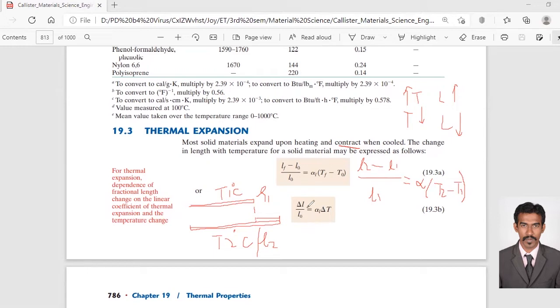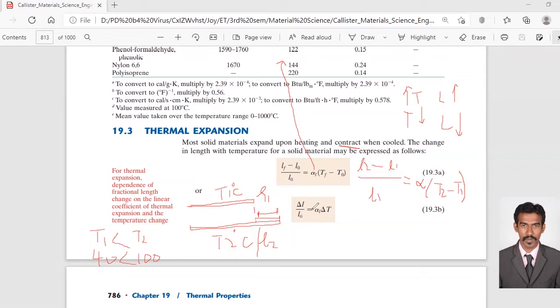In other words, we can say delta L upon L naught. This is delta L, the change in the length, L2 minus L1. This can be written in another format also. LF minus L naught is L2 minus L1, and that is actually the increased length. So I can put it as delta L, the increased length, divided by L naught, where L naught is the initial length.